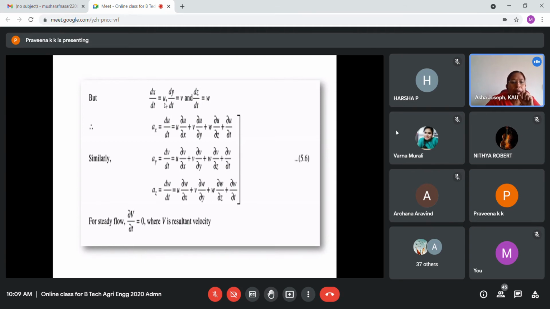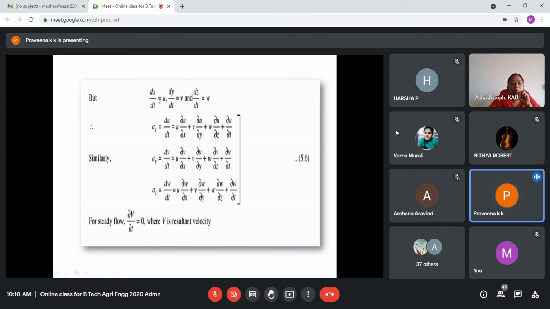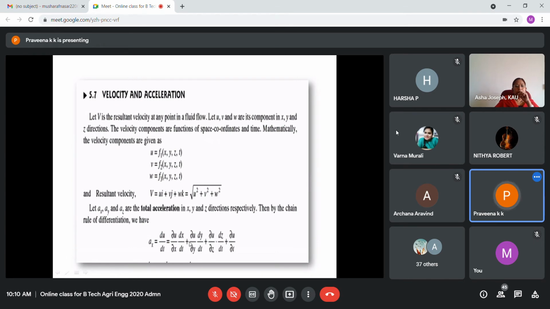ax is equal to, we have written one formula before. So in that, simply we are substituting all this. So ax is equal to, in this you are going to substitute dx by dt, dy by dt, and dz by dt. Here dx by dt equal to u, that is the velocity acting in the x direction. Then dy by dt equal to v, then dz by dt equal to w. So in the previous equation, we can substitute these u, v, w values.